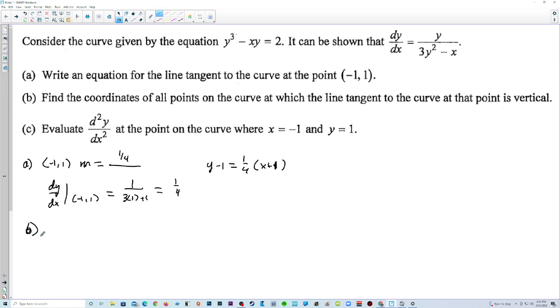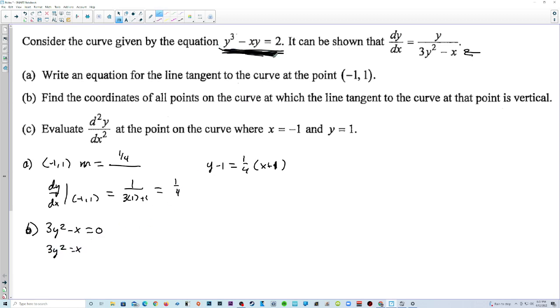B. Find the coordinates of all points on the curve at which the line tangent to the curve is vertical. So we want 3y squared minus x to be 0, because that's when we have vertical tangent lines, when the denominator is 0. And then we can use this to solve for the variables, because we have 3y squared is equal to x. So x is the same as 3y squared.